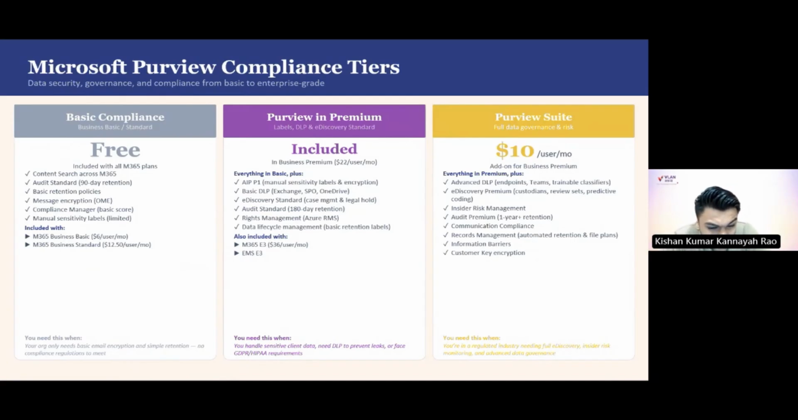Well, I'll just give you an overview of it. So the free version, which is the basic compliance, has content search across M365. Content search means from the admin side, you can search all the contents: your email data, your staff's email data, the staff's OneDrive data. If they already leave the organization, you need to do backup. So you can do all these content search backups.